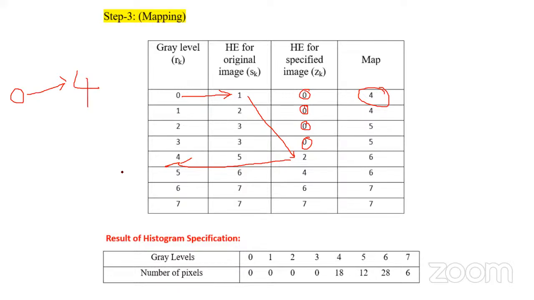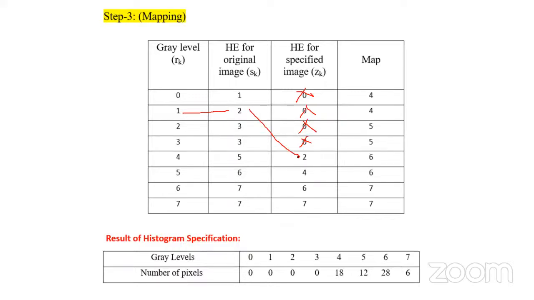I hope you understood the formula I have discussed: S equal to T2 inverse of T1 of R. Next, 1 is mapped to 2. Now we have to look for 2 or more than 2. The smaller values we need not consider, but 2 is available. So 2 is mapped to 4. That's why here it is 4. That means 1 is mapped to 4. Wherever 1, replace it by 4.